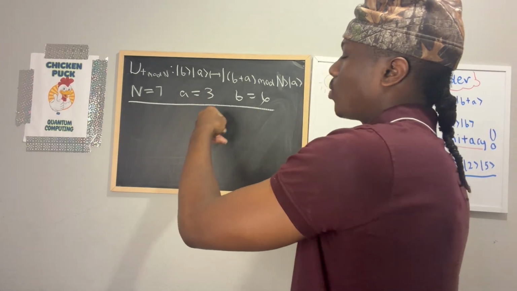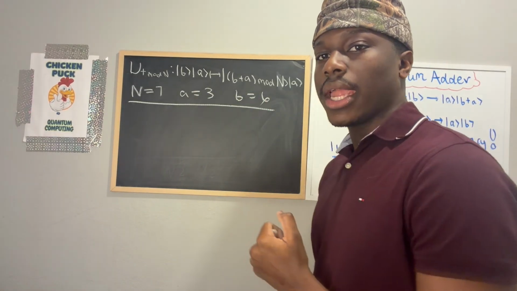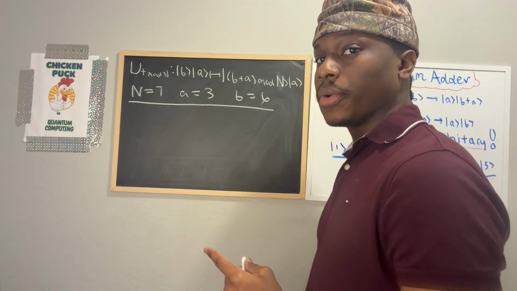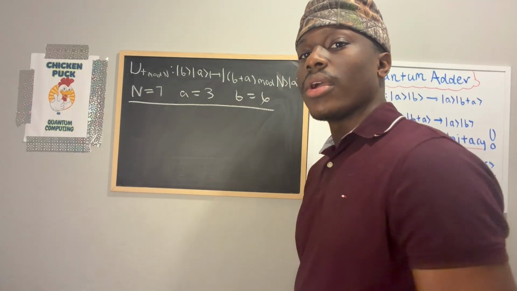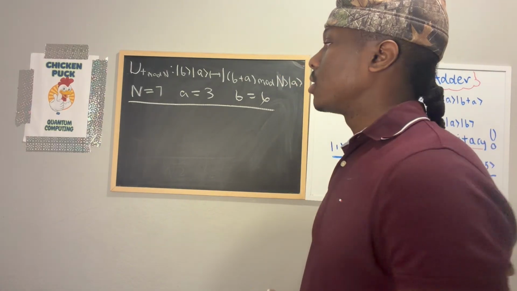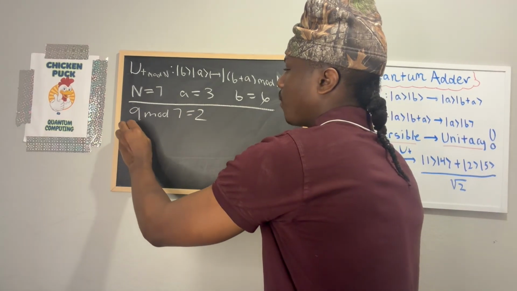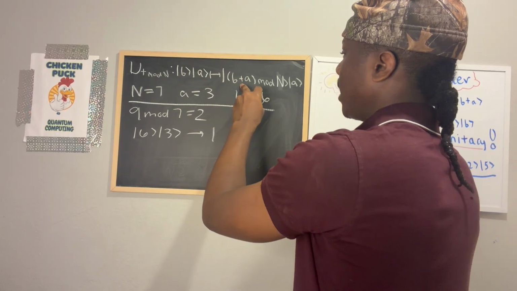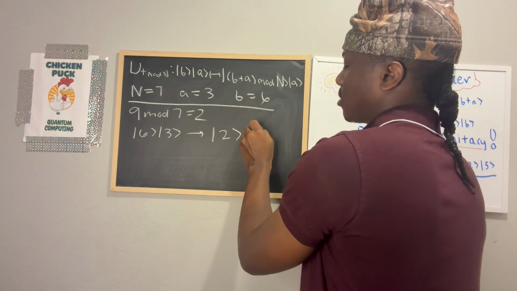Ordinary addition, so adding a and b, we get 6 plus 3, which is 9. And then 9 mod 7 is 2. So 7 into 9 is 1 with remainder 2. Therefore 9 mod 7 is 2. Therefore the 6 and the 3 will go to b plus a mod n, which is 2. And then we're going to go to the a, which is 3.